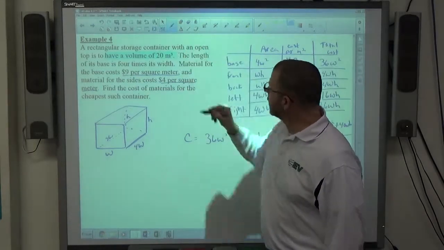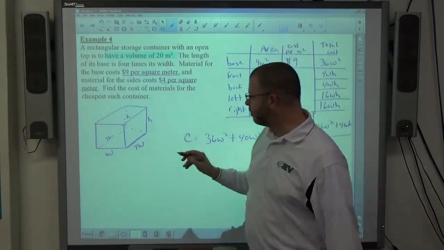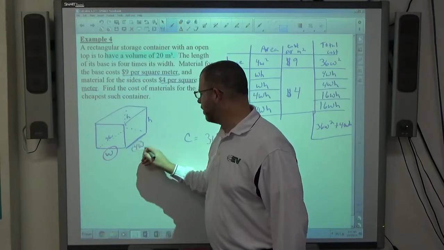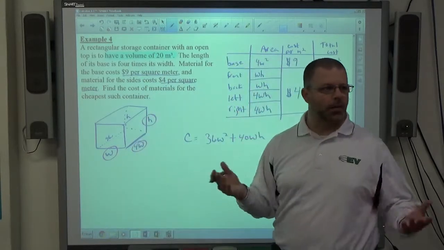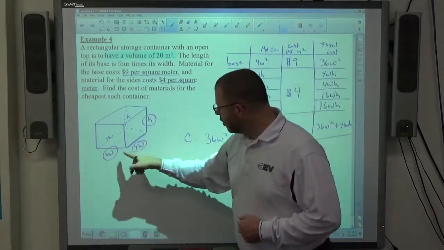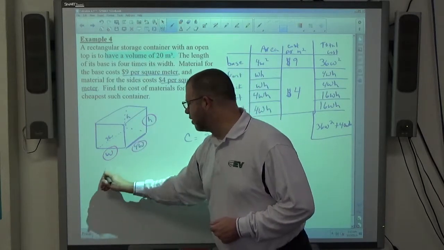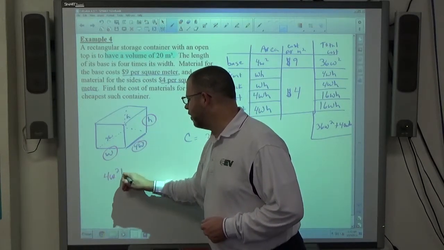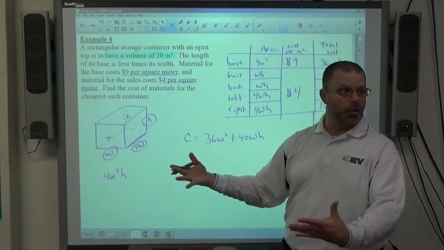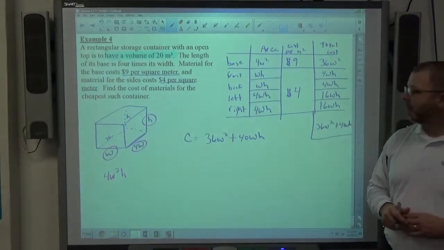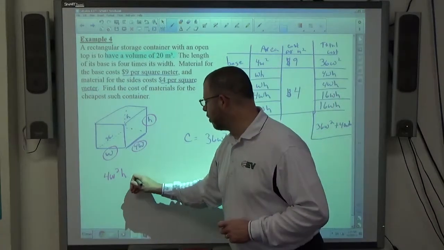So if I take a look, the volume of this box is the length times the width times the height, right? So just rectangular box, length times width times height. So W times 4W times H makes 4W squared H, the volume of this box in terms of W and H. And we're told the volume of the box is supposed to be 20 cubic meters.